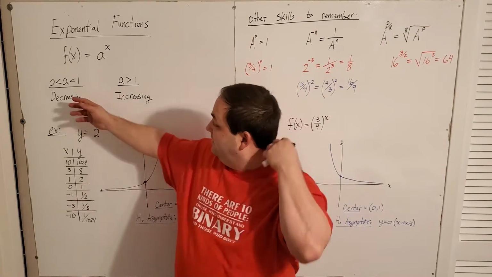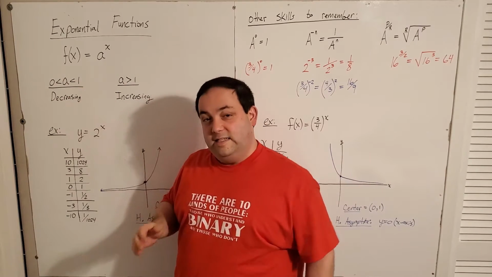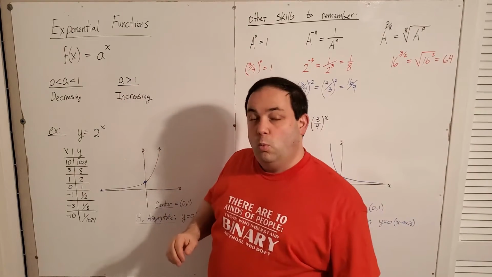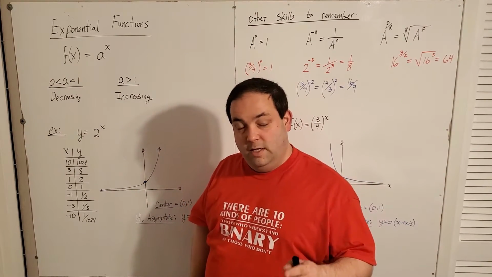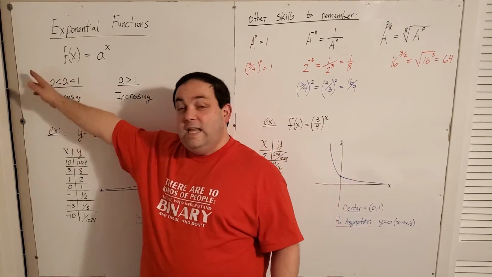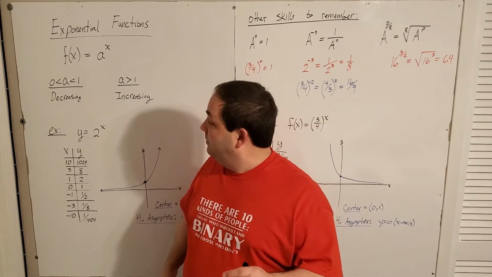So if a is anything between 0 and 1, we categorize that as a decreasing exponential function. And if a is anything greater than 1, we categorize it as increasing. Now I want you to notice what you don't see in those categories is anything negative. A itself will not be a negative number, okay?